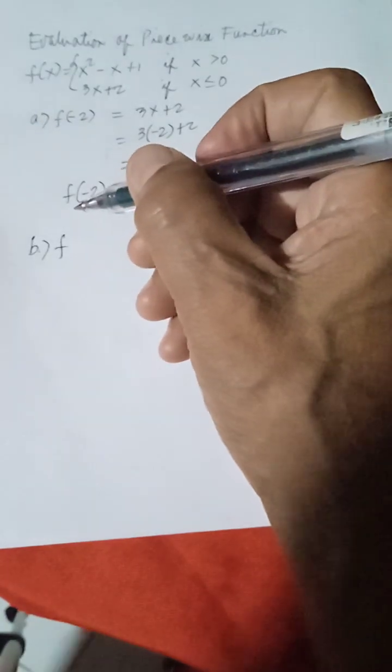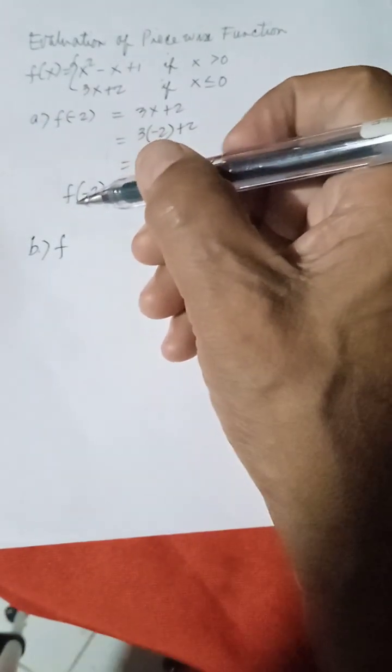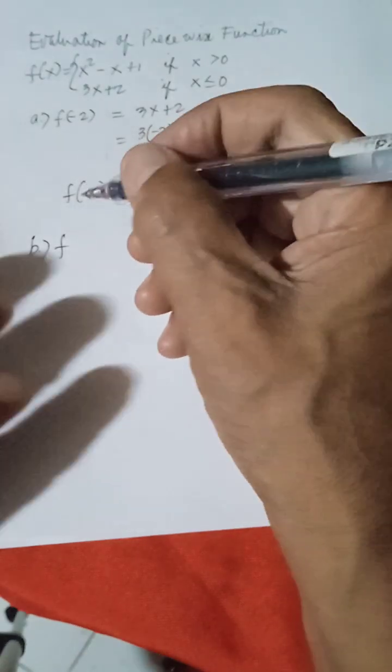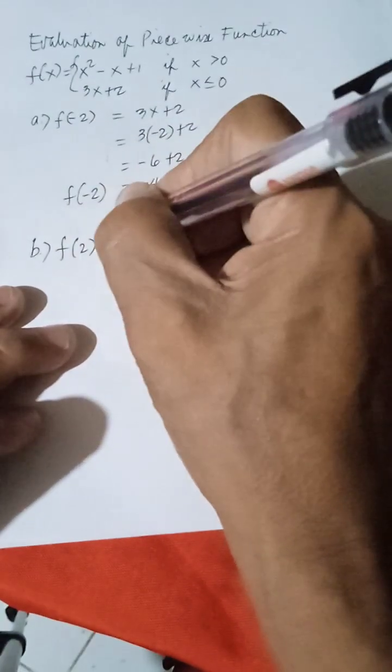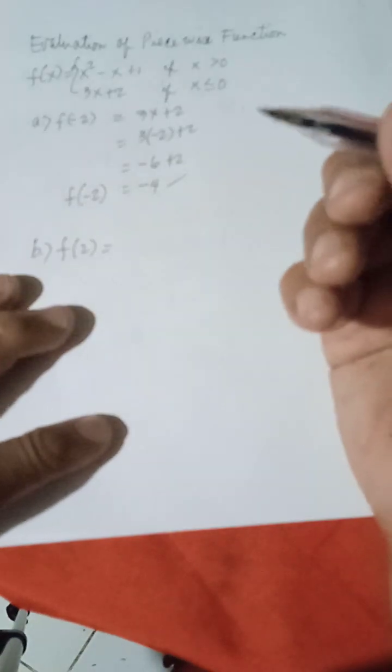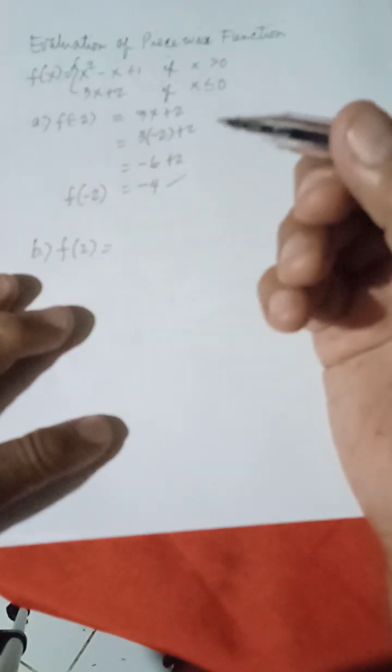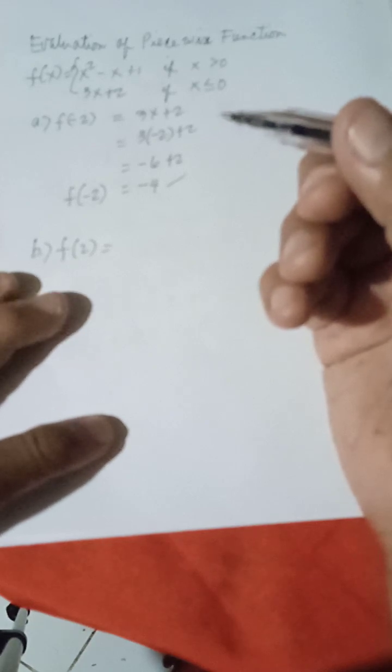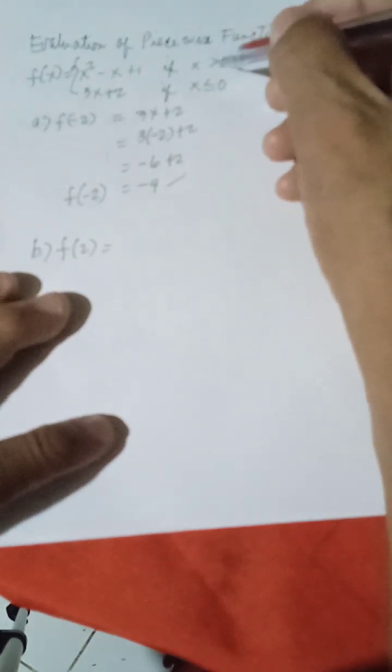Letter B, what is f of 2? For f of 2, since 2 is greater than 0, we'll make use of the sub-function x squared minus x plus 1.